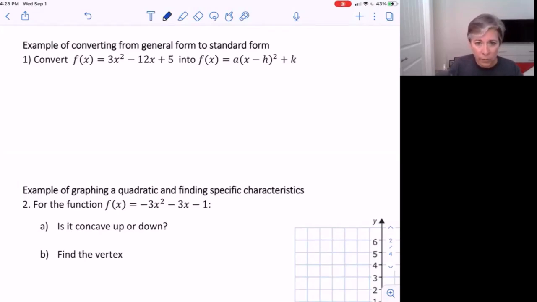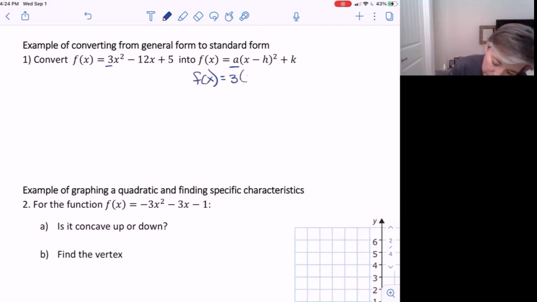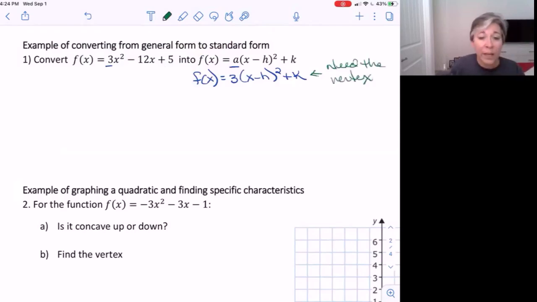Well, in the vertex form, remember this a here is the same as this a here. So we know f of x is going to be 3 times x minus h quantity squared plus k. So now we need the vertex. So here's an example of finding the vertex. The 3 is our a value. The negative 12 is our b value.